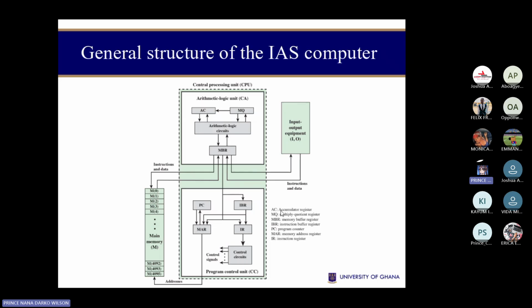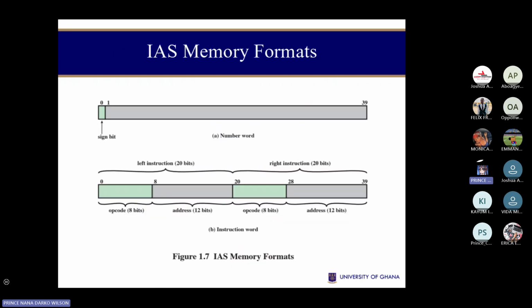So then there are keys here that you can use to know the meaning of all these things. Go and look into that later. AC is the accumulator register, MQ, multiply quotient register, MBR, memory buffer register, also known as memory data register, IBR, instruction buffer register, PC, program counter, MAR, memory address register, and then IR, instruction register. I'm sorry if I'm moving too fast, but there's no time, okay? I want to show you a little something.